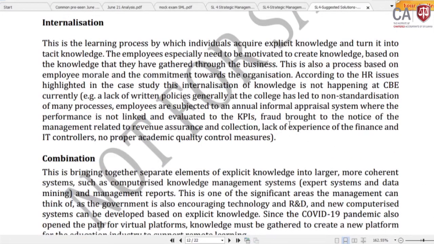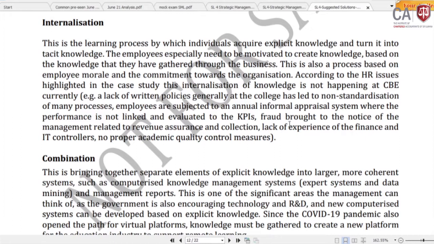Then internalization. This is a learning process by which individuals acquire explicit knowledge and turn it into tacit knowledge. For example, reading a manual and then getting it into your head, right. The employees especially need to be motivated to create knowledge based on the knowledge that they have gathered through the business. This is also a process based on employee morale and commitment toward the organization.